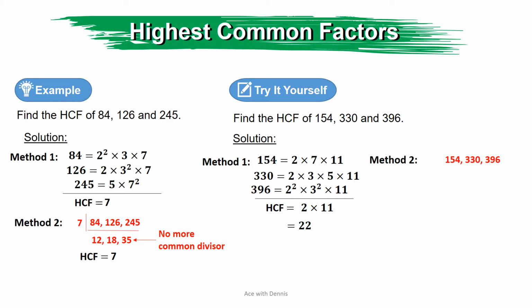For method 2, we write down the 3 numbers together, and since these 3 numbers are even numbers, they are divisible by 2, and we get 77, 165, and 198. These 3 numbers are divisible by 11, and we get 7, 15, and 18. Now 7, 15, and 18 have no more common divisor. Therefore, the HCF of 154, 330, and 396 equals 2 times 11, which gives us 22.